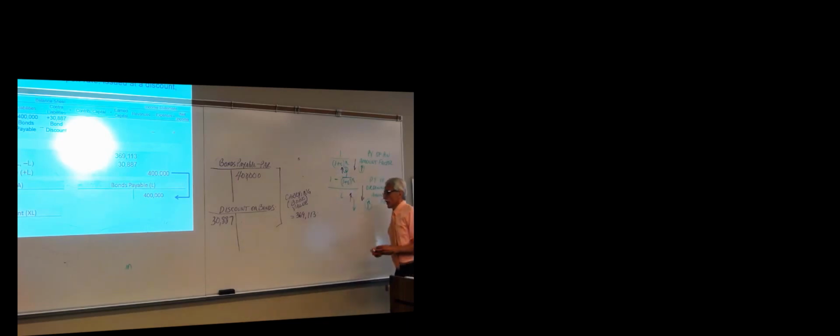So the carrying value of the bond is the difference between the two. Carrying value is 369,113, but the two accounts are reported together, and that is a contra liability. So on the date you issue the bond at a discount, debit cash for the amount you receive, debit the discount, which is a contra liability, offsets, and bonds payable net, or 369,113.